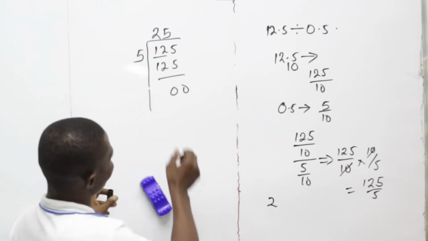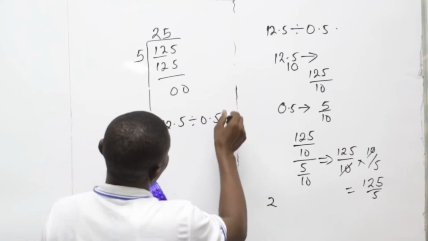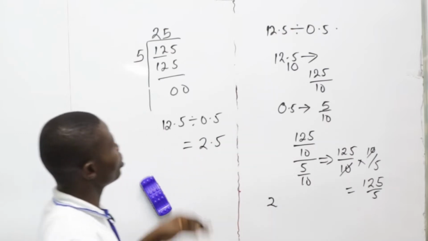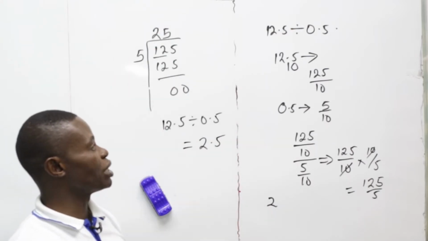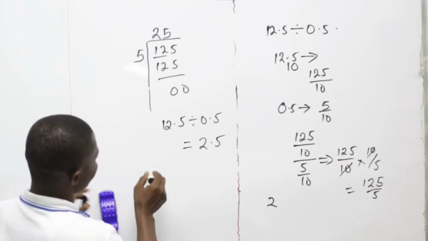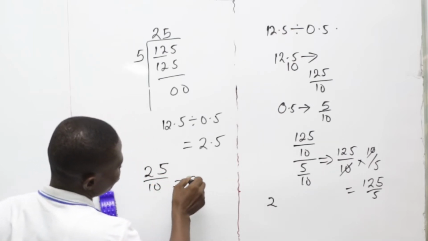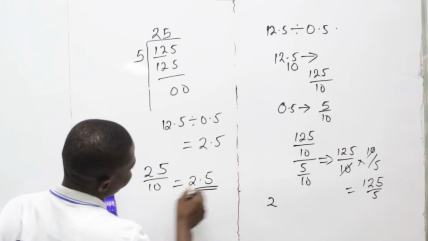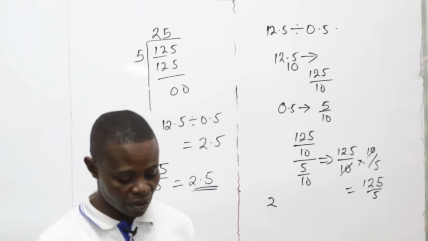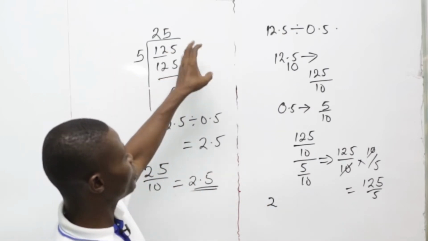So 12.5 divided by 0.5 will give us what? 2.5, not 25. Recall that we converted with 10. Therefore, at the end, you say 25 divided by 10 equals 2.5. So the 2.5 is our answer to this question. This is all about division for now.